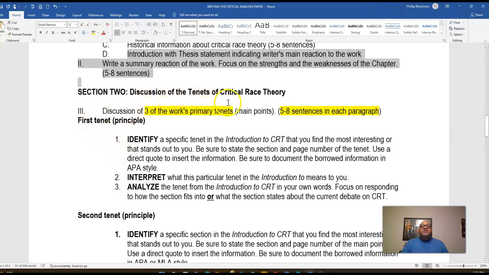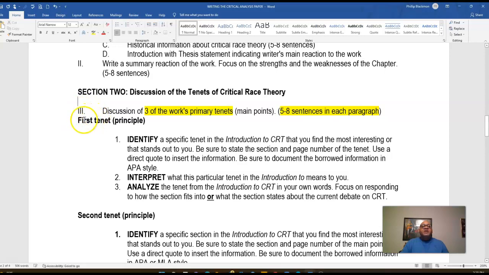of critical race theory. So I have here for you to discuss three of the work's primary tenets. And you're going to do this in 5 to 8 sentences. You're probably going to take more than 8 sentences to do this. So one of the things I want you to remember, keep your section heading. Section 2, discussion of the tenets of critical race theory. That should be in the paper. It should be bold. Okay.